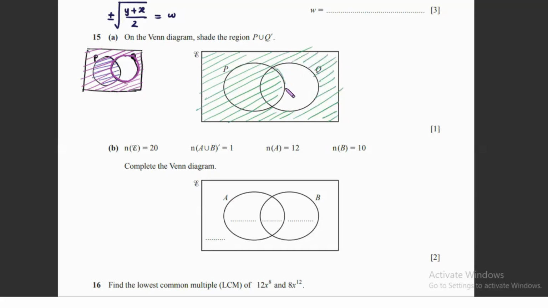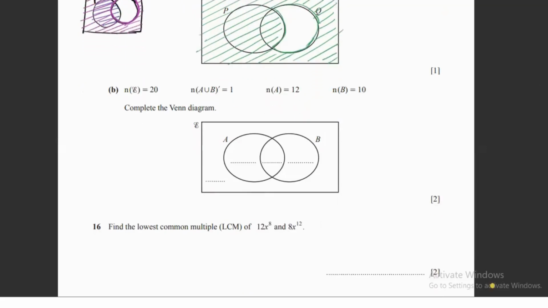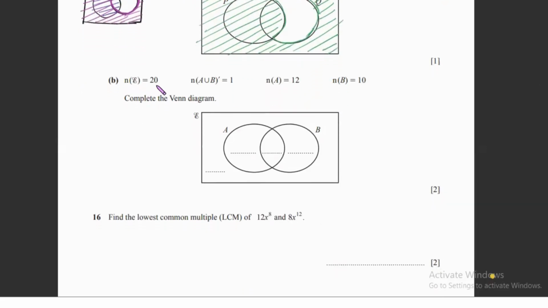Apart from this region, everything else has to be shaded. In question B, the number of elements in the universal set is given as 20. So I'm going to mark this in the Venn diagram because you need to complete the Venn diagram. So I'll just put this 20 here so that it doesn't confuse us.